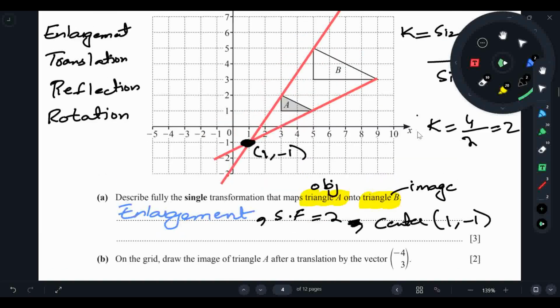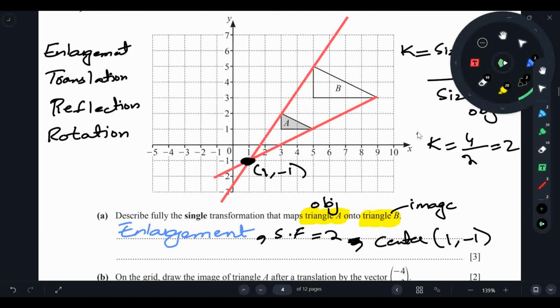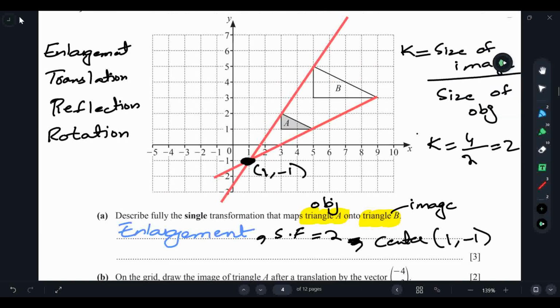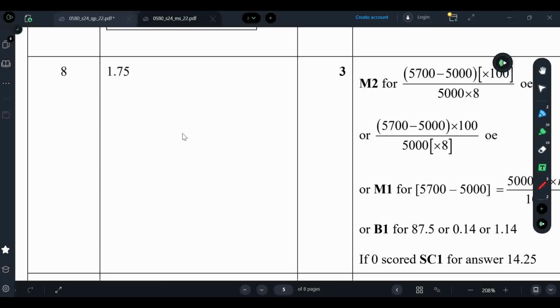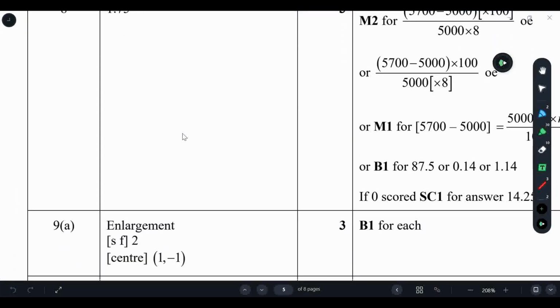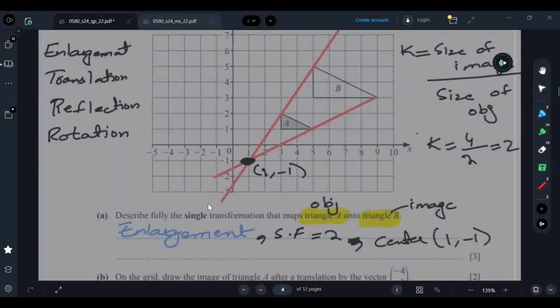First of all, let me check the answer over here. Enlargement scale factor is 2 and center is 1 and -1. Let me check this one. Enlargement scale factor 2, center is -1 and 1. Now let's move to the next one.